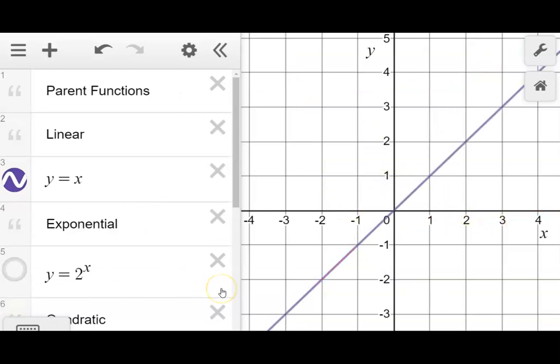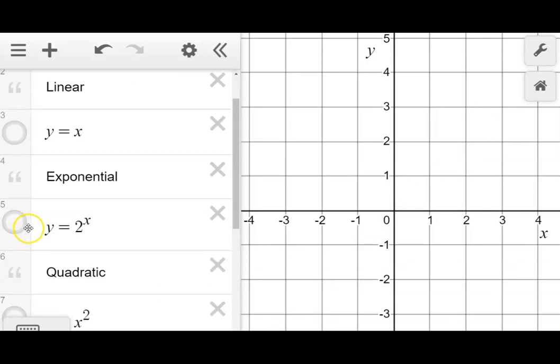And so to recap our 5 parent functions, the first is linear. The parent function equation is y is equal to x, and the graph produces a straight line. Next, exponential. The equation can be y is equal to 2 to the x. The base 2 can be any integer or even fraction value, but it must be positive. And the graph is a curve that goes up on one side or the other.